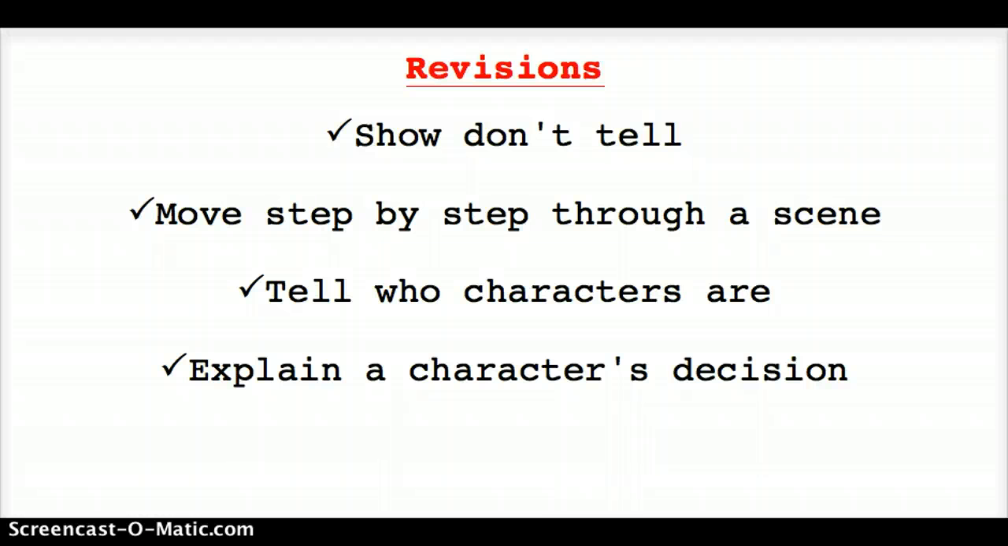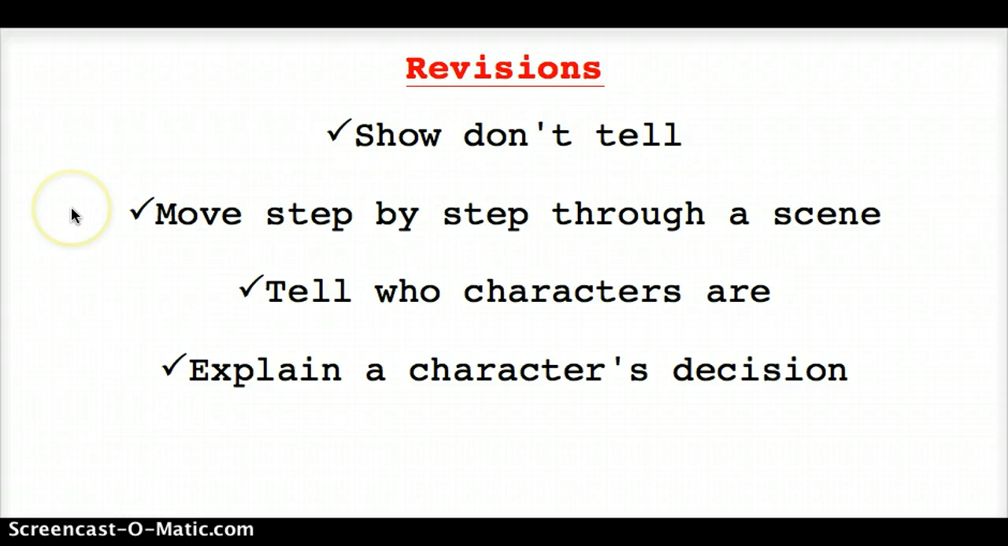So I have 4 things here on this page that you can see. These are 4 things that we talk a lot about in class. These are skills that you want to use when you write your stories. We've talked a lot about showing and not telling. It's important that you actually show a story, how it unfolds step by step rather than summarizing a story.